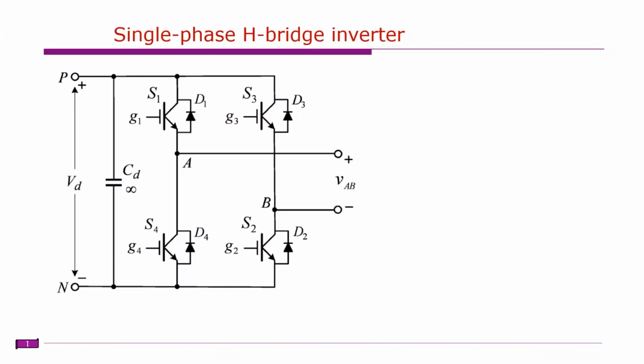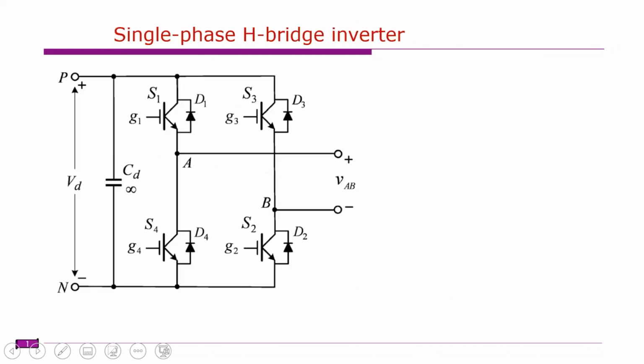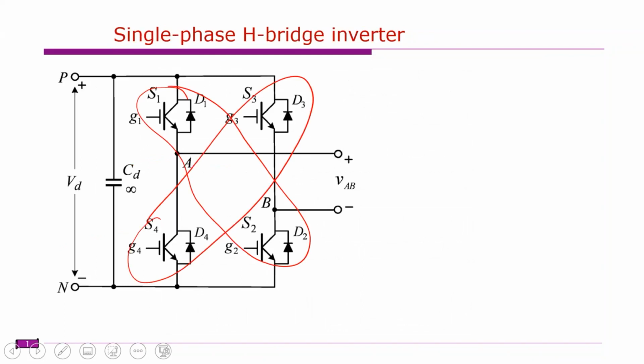First we'll start with the bipolar sine PWM technique. You are aware of these things, so I will quickly complete this. In case of the bipolar sine PWM technique, these two switches are operated together, in complementary with these two. If S1, S2 are on at the same time, S3 and S4 are off.